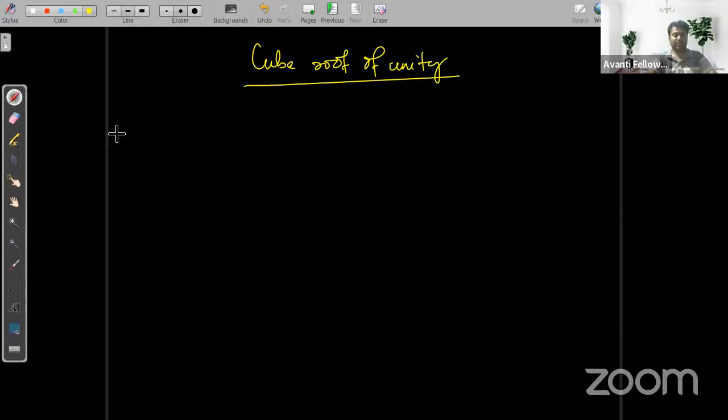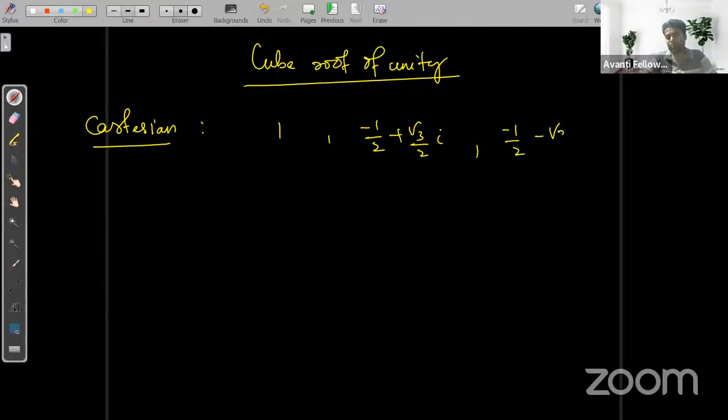If we summarize all these things, what is the Cartesian form of the cube roots of unity? The first is 1, the second is minus 1 by 2 plus root 3 by 2 i, and the third one is minus 1 by 2 minus root 3 by 2 i. Now we will talk about the polar form.